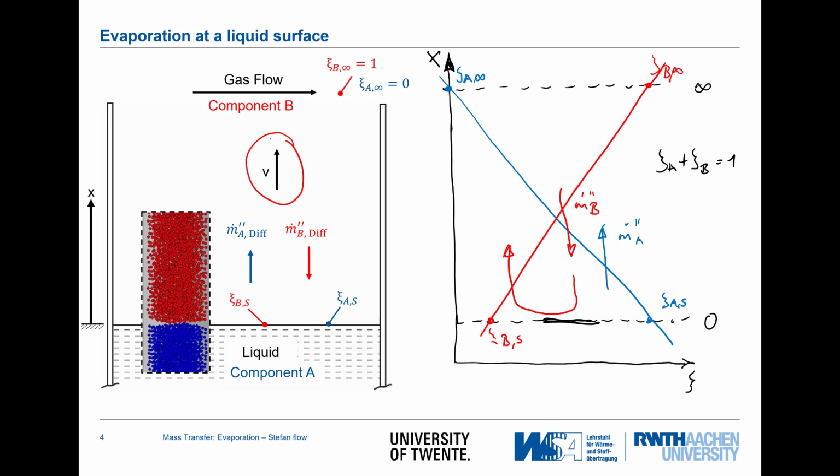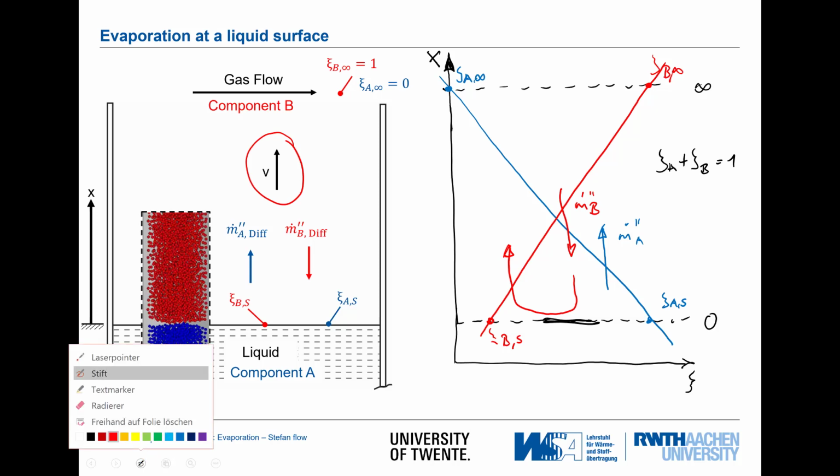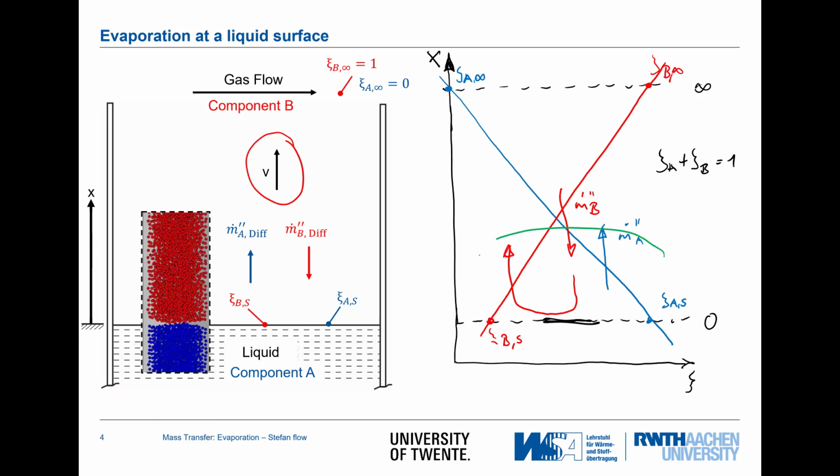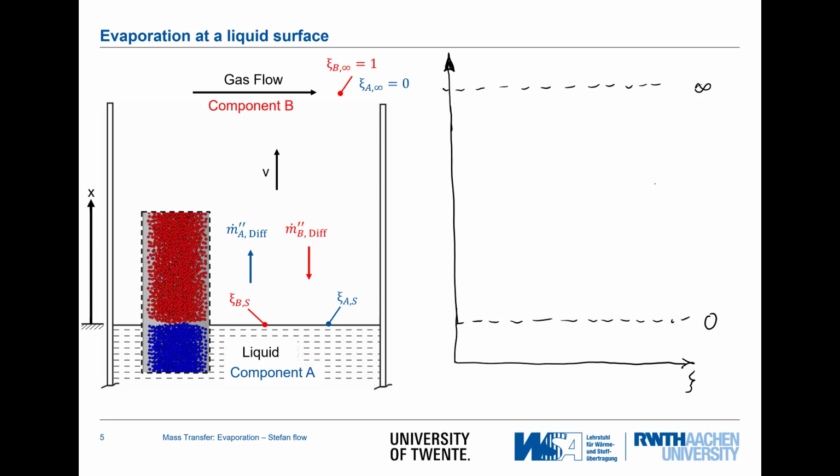And this convective flow, let me use then another color, carries everything here out. This means it carries B away so that the mass flow rate by diffusion is compensated by convection, and it augments the diffusional flow of A because it helps to carry A away from the surface. So let's look at that in the next slide here.